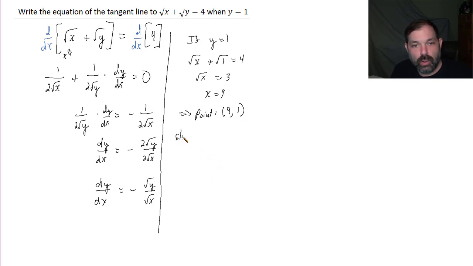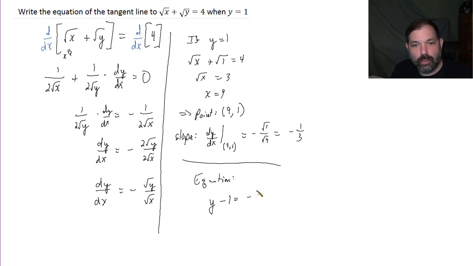So that means the point on the curve is 9, 1. So then the slope on the curve would be dy dx evaluated at 9, 1. And so that would be negative square root 1 over square root 9. That's negative 1/3. So then writing the equation, I'd have y minus 1 is negative 1/3 of x minus 9. And again, I could take this to the slope-intercept form. That would be y equals negative 1/3 x plus 3 plus 1, plus 4. Y equals negative 1/3 x plus 4.